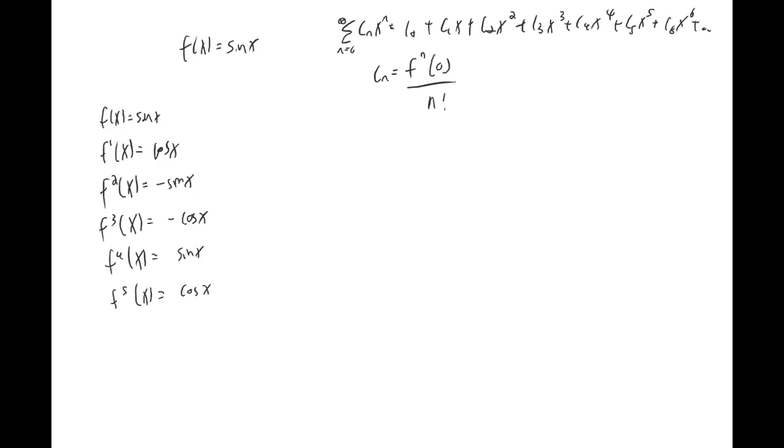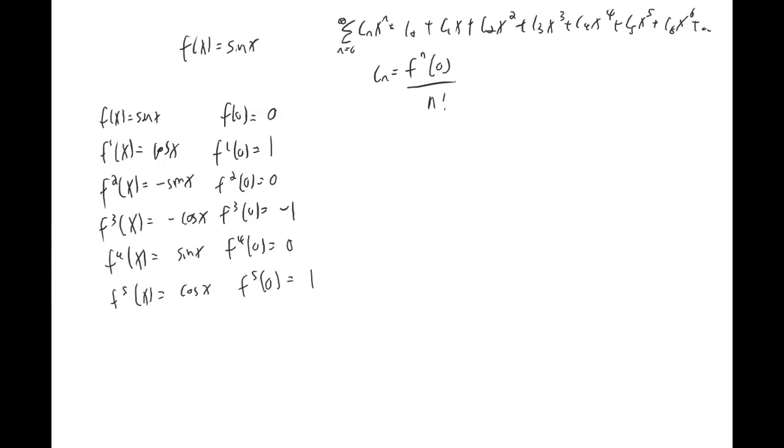So now we want f at 0. f of 0 is sine of 0, which is 0. f1 at 0 is cosine of 0, which is 1. f2 at 0 is 0 because sine of 0 is 0. f3 at 0 is negative cosine of 0, that's negative 1. f4 at 0 is 0. And f5 of 0 is 1.